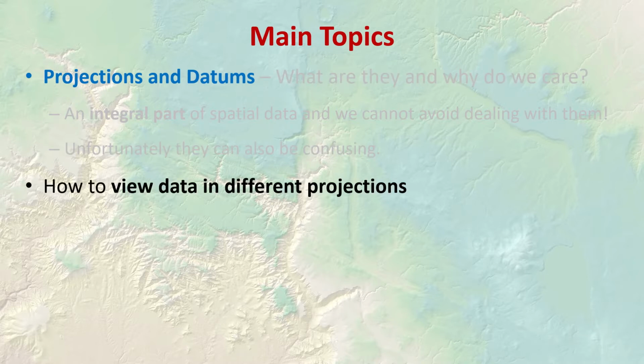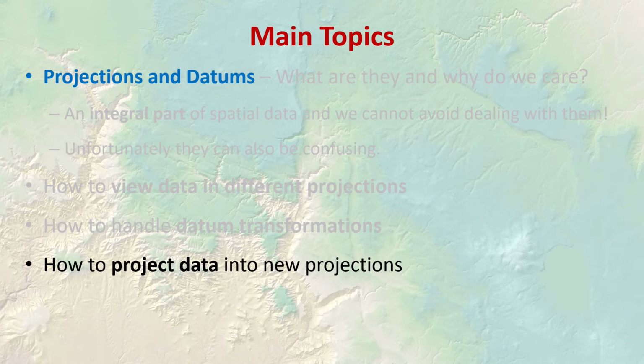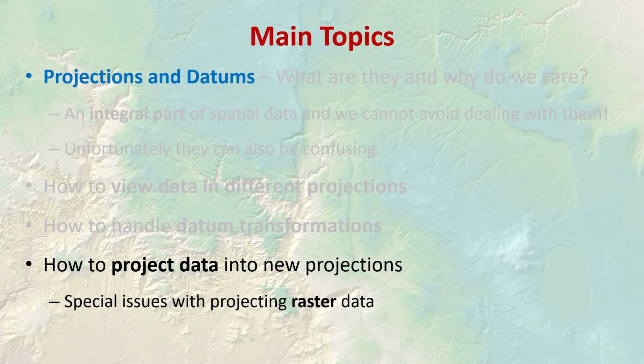So we'll learn how to view data in different projections, and we're going to learn how to handle datum transformations. These are the tools that you use to move data from one latitude-longitude system to another. We're going to see how to project data into new projected coordinate systems, which means to create a brand new version of the data in that new coordinate system. And we'll cover some special issues with raster data. Specifically, we're going to cover the problems that you get when you project raster data, and I'm going to try to convince you to avoid it whenever possible.